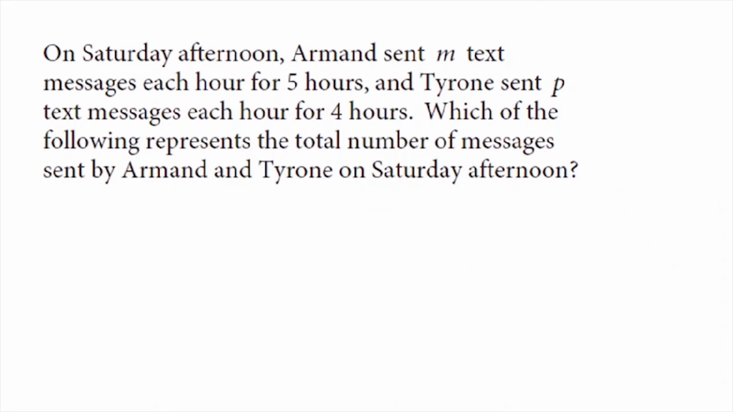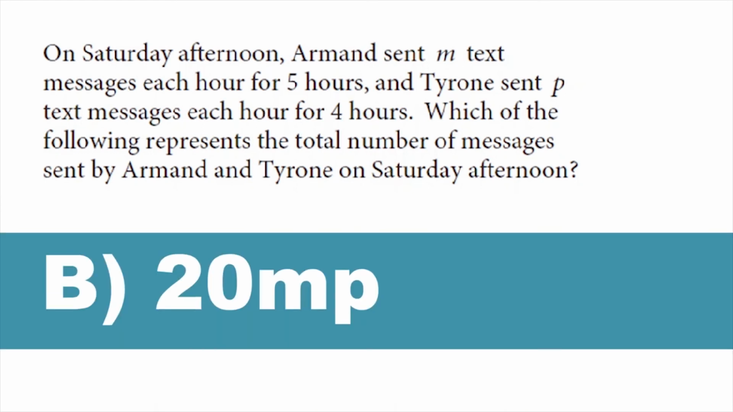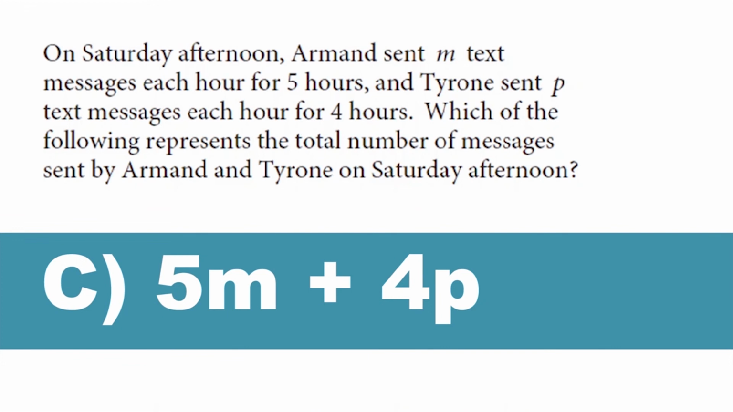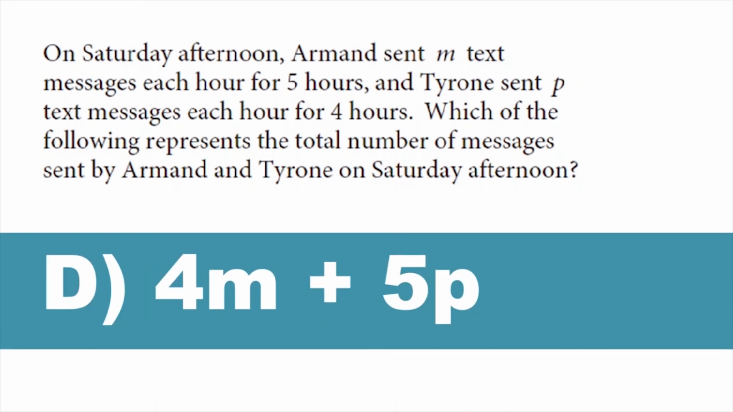On Saturday afternoon, Armand sent M text messages each hour for 5 hours, and Tyrone sent P text messages each hour for 4 hours. Which of the following represents the total number of messages sent by Armand and Tyrone on Saturday afternoon? Is it A, 9MP, B, 20MP, C, 5M plus 4P, or D, 4M plus 5P?